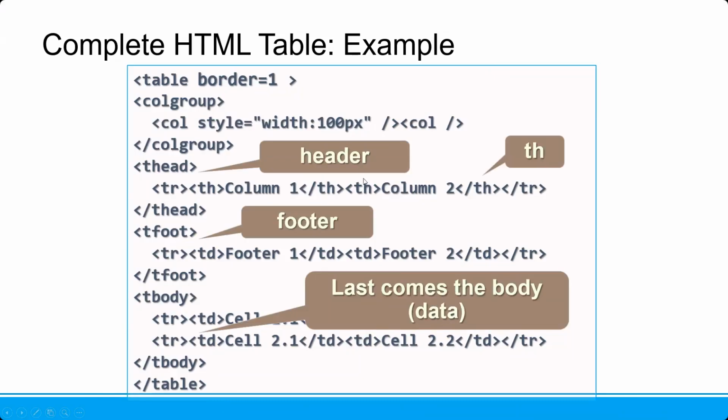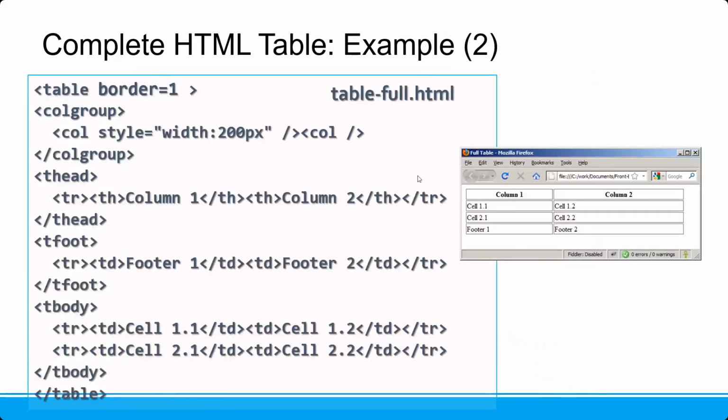So th means the header. You cannot use td for the header. And then this is to indicate the column. How can you define the column? Okay, so this is the result as you see in the example before.